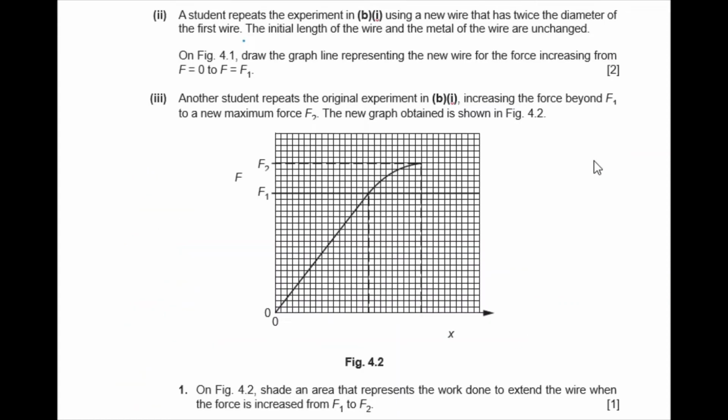B2, a student repeats the experiment in B1 using a wire that has twice the diameter of the first wire. So here the diameter equals 2D, the original was D. The initial length of the wire and the metal of the wire are unchanged. On figure 4.1, draw the graph line that represents the new wire for the force increasing from F equals 0 to F equals F1. Area equals pi d squared divided by 4. If the diameter is doubled, the area is four times bigger. So the area of wire 2 is four times the area of wire 1.